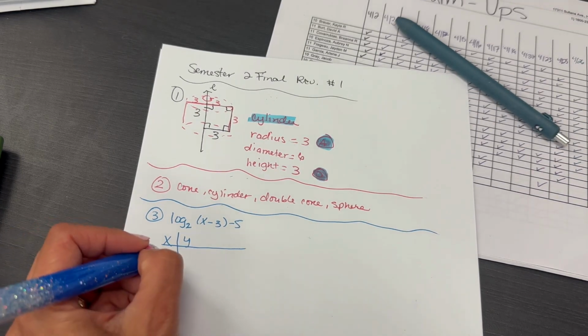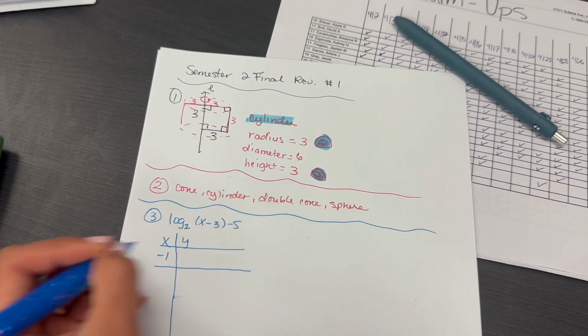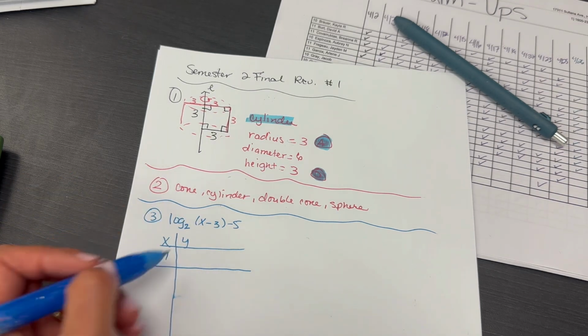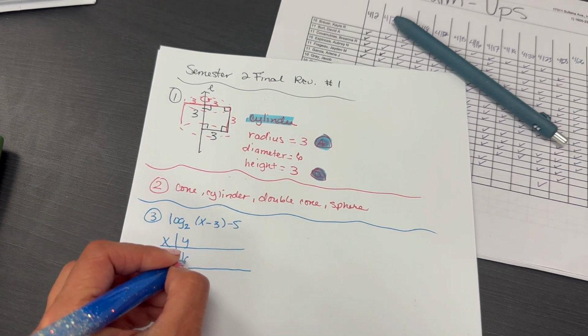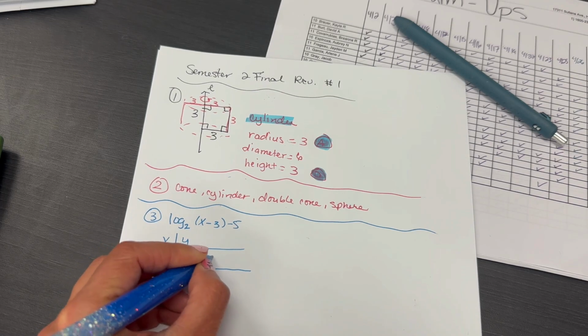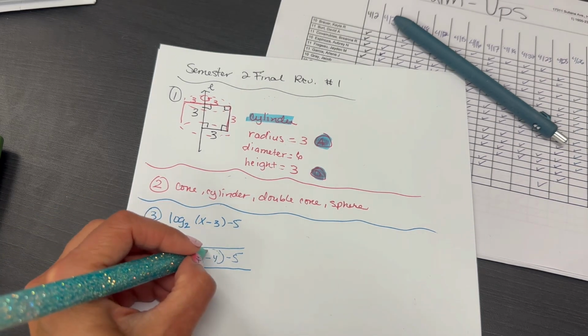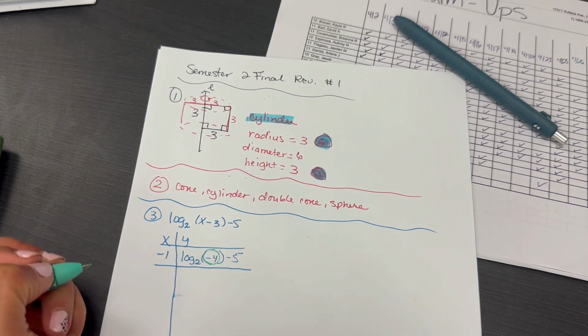The first x value is -1. So we have to plug in -1 for x. Well, -1 minus 3 is -4. So I'll have log base 2 of -4, minus 5. But that's a problem because we are not allowed to take the log of a negative number. That's a no-no.